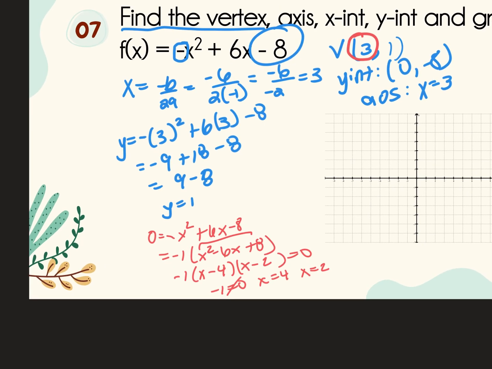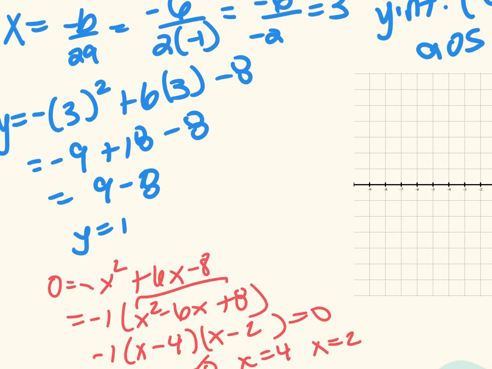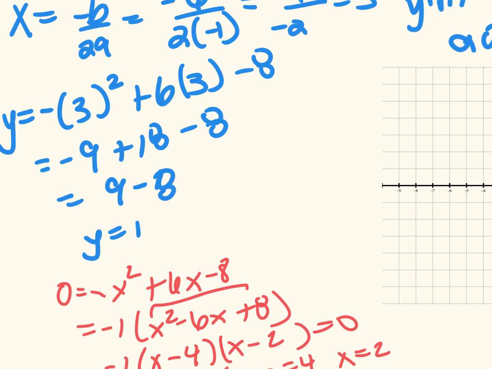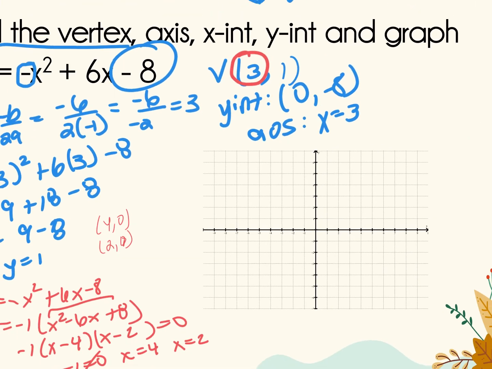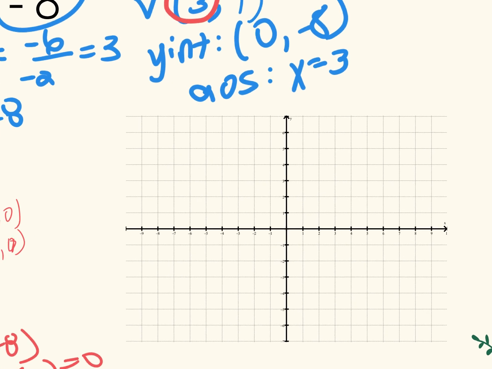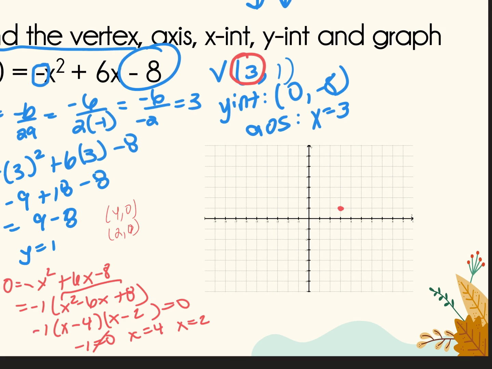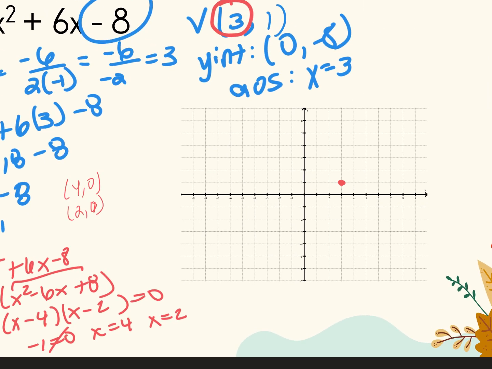So we're asked to find the x-intercepts, guys. We're going to write x-intercepts as points. So I have an x-intercept at 4, 0, and I have an x-intercept at 2, 0. So now I'm going to go ahead and plot everything that I know. My vertex is at 3, 1, so I'm going to go over 3 and up 1. I have a y-intercept at 0, negative 8, so 1, 2, 3, 4, 5, 6, 7, we'll say it's right there.